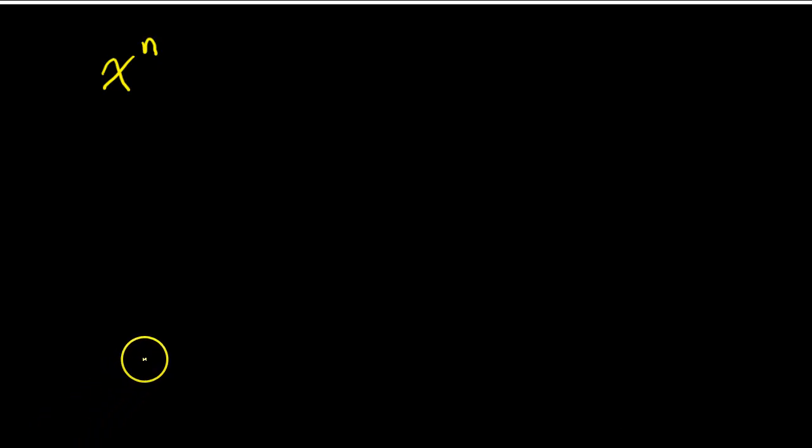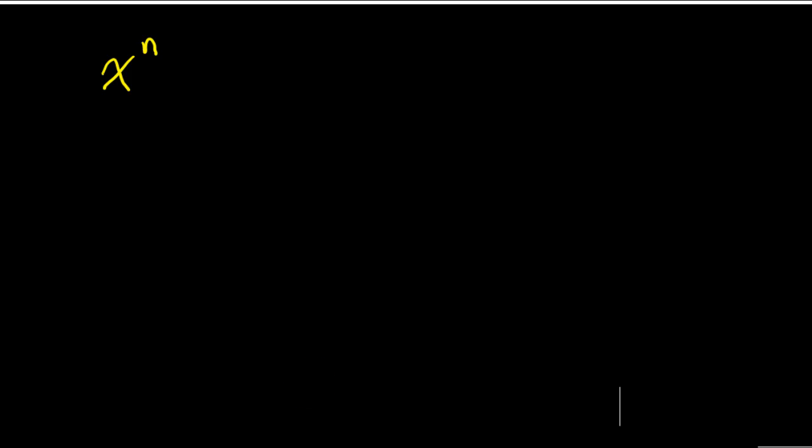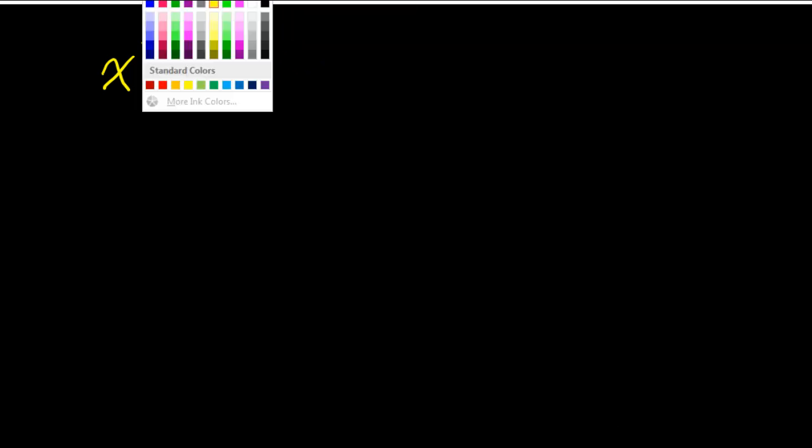In this video, we will be analyzing functions of the form x to the n power, and we will use that analysis to find domain, range, intercepts, and behavior, continuity, increasing, decreasing, for a variety of functions of this type. And we'll sketch the graphs. All right, but first we need to tackle a few overarching concepts that we're going to need.